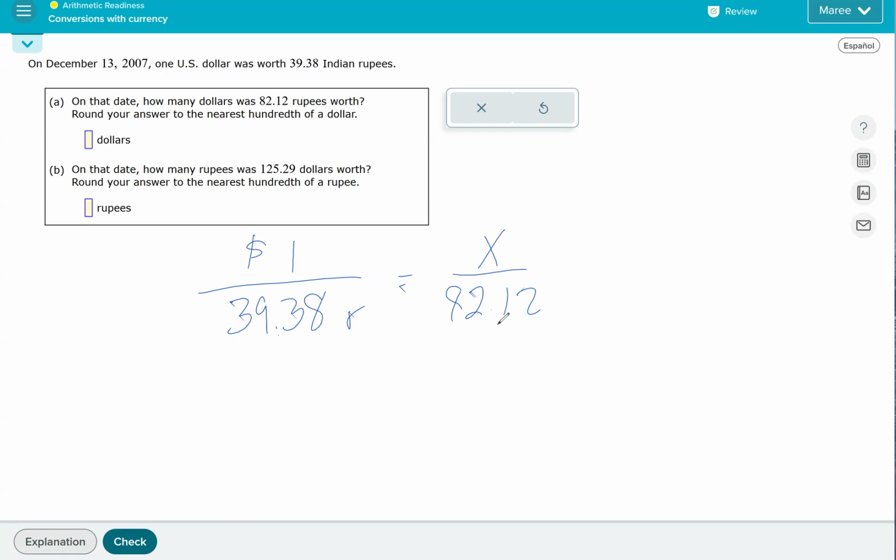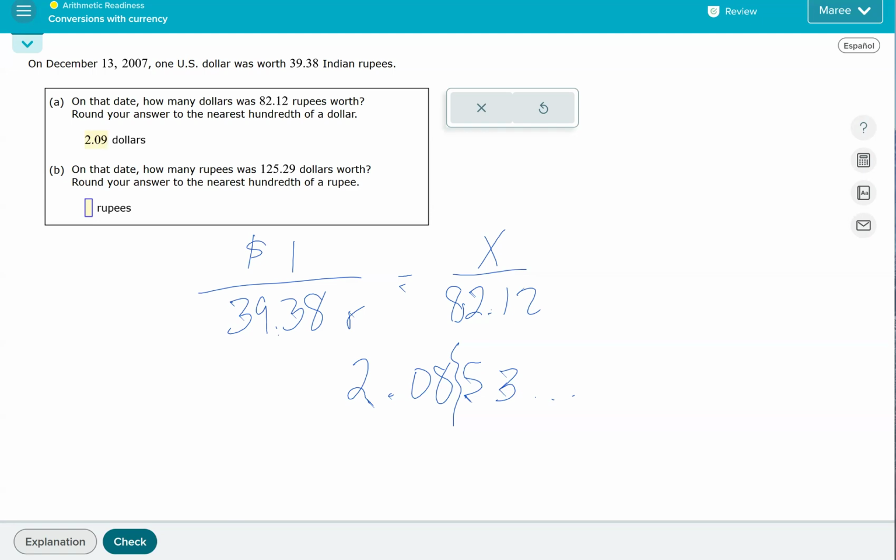If you have the same number in the same place, you're going to divide. So if you divide 82.12 by 39.38 to get, okay, so of course we're going to have to round. So it's $2.08, but then there's this fraction of a cent that's left. So this 5 is going to make that 9 cents instead of 8 cents. So we're going to put $2.09.